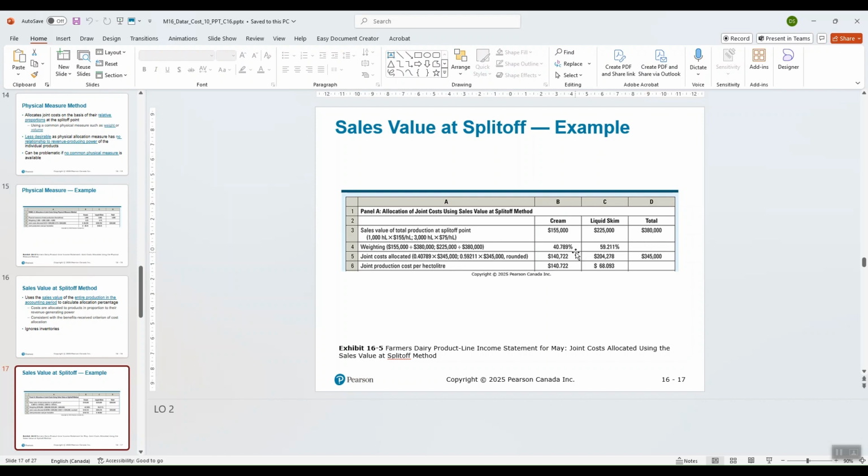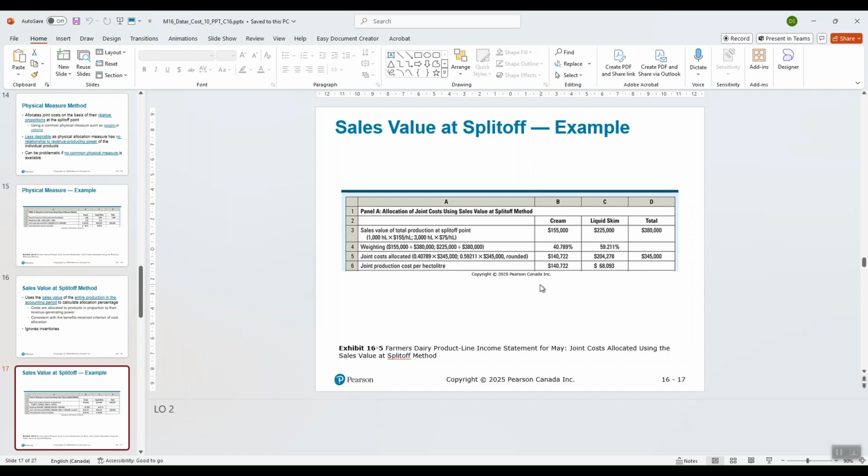So now we're going to calculate the ratio as the percentage of cream and liquid skim from the sales. Remember in the previous slide it was 25/75. In this case, this becomes 40.78, which is the total sale of cream divided by the total, and the sale of the liquid skim divided by the total of 380. Once we get this percentage, we take that cost and multiply by that percentage. So 40.789 times 345, and 59.221 times 345, that's your cost.